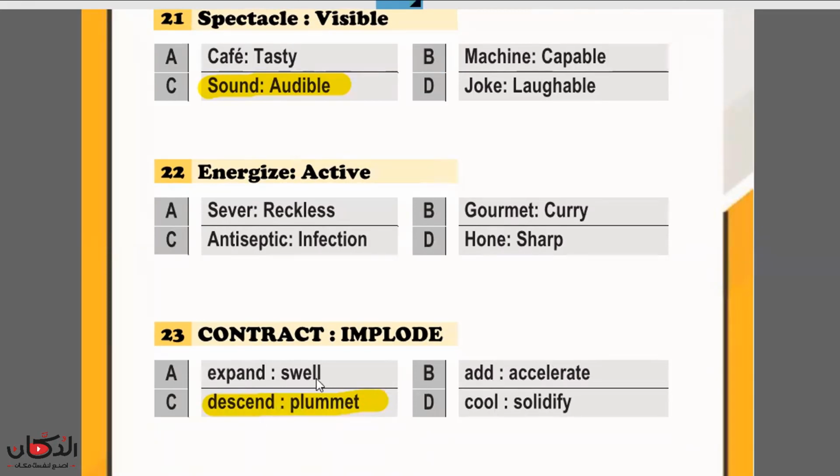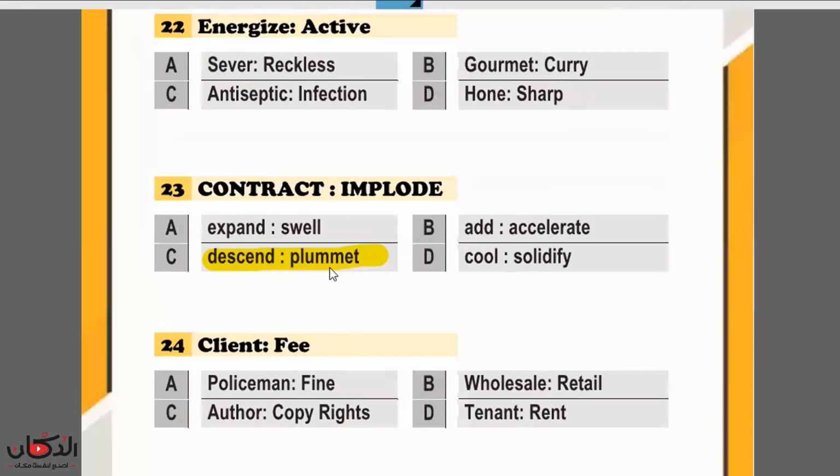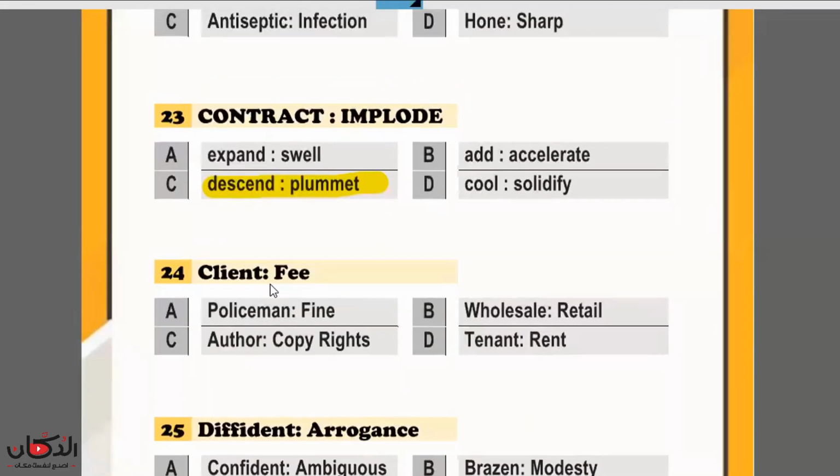But if we have answers like this, we have to decide which is the closest meaning, the nearest meaning. Contract and implode mean to become less. So also descend and plummet become less. Okay, client and fee.